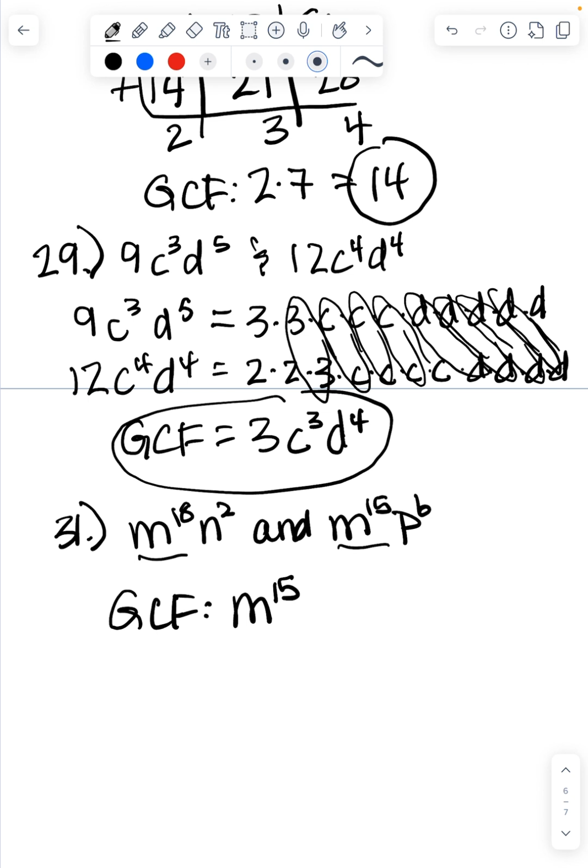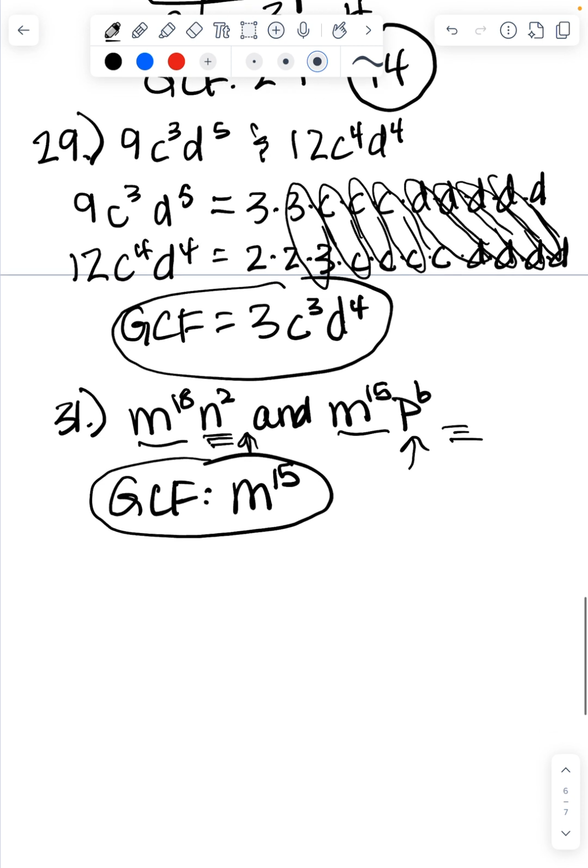When I get to the others, there's no n's in both. So this one has n, but there's no n's over here. Also, this one has p's, and there's no p's right here. So all I have for my GCF are the 15 m's, m to the 15th, that are the same.